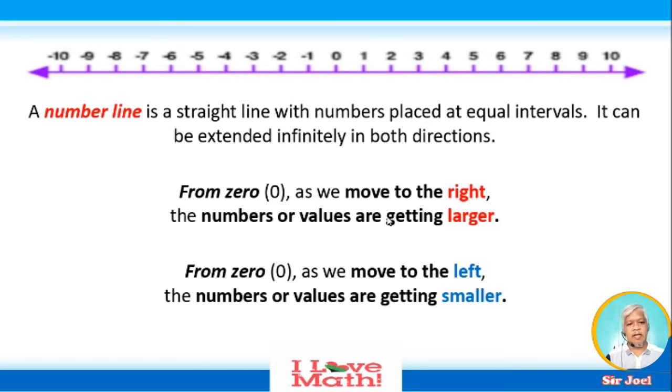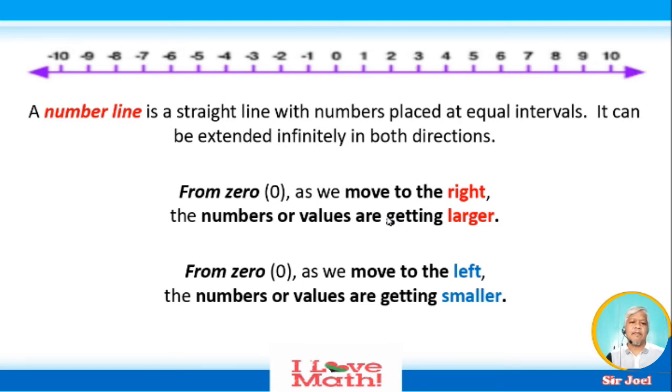So, from 0 naman, kapag ikaw ay nag-move papuntang kaliwa, yung number na nasa pinakadulo, ay pinakamaliit. O di kaya sabihin na natin na from 0, habang ikaw ay pumupunta ng pakaliwa, yung number ay paliit ng paliit. Unlike kanina, from 0 pag ikaw ay pumupunta ng kanan, yung number naman ay palaki ng palaki. So, yun ang difference nitong negative integers and positive integers.